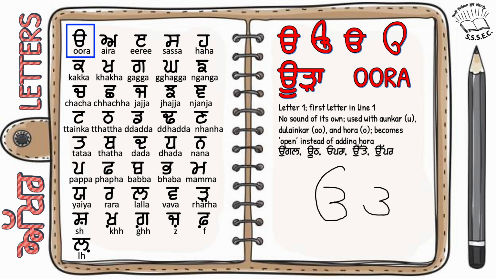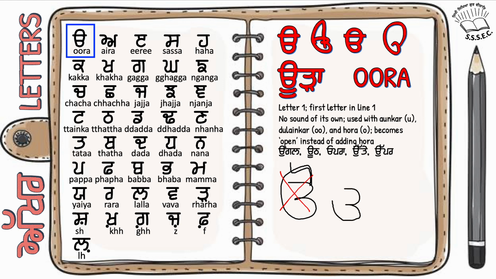Instead of making it a little bit messy by doing this with a... That's a very bad hora, I'm sorry. Instead of adding this at the top, which looks a bit messy. Let me do that again. So if we just added a hora to a normal ura, it would look something like this. But instead, because we do not want this, we just keep the top of the ura open. Like this.